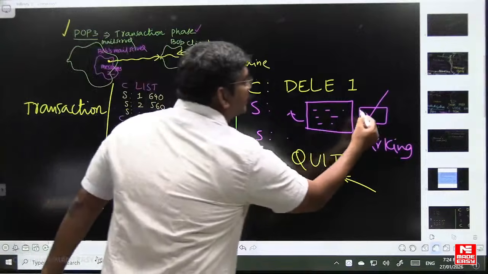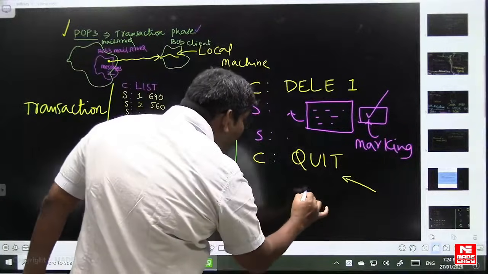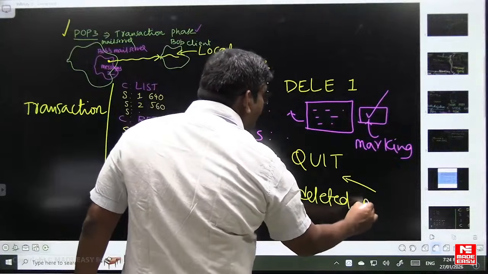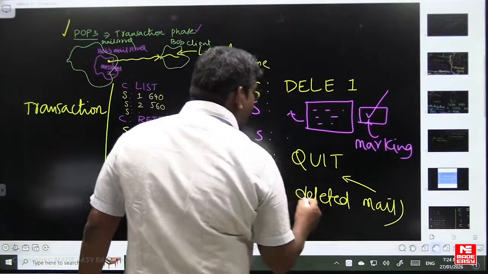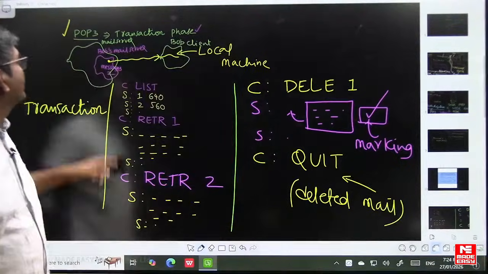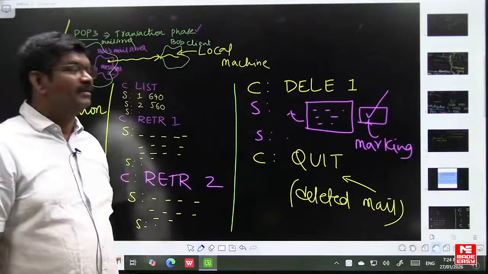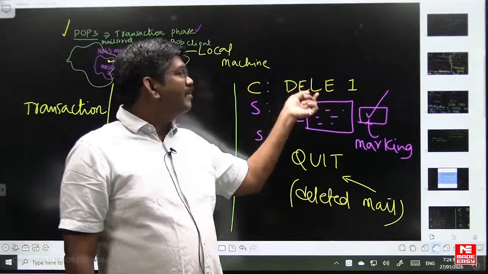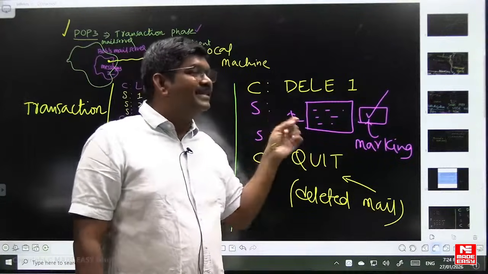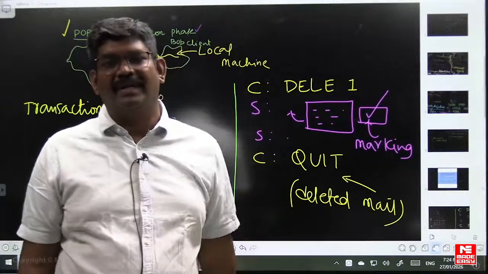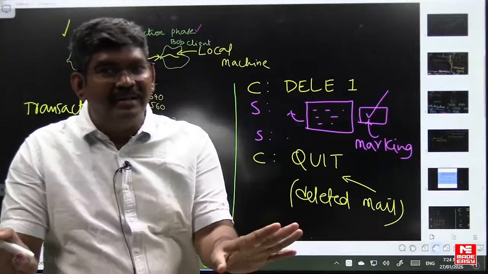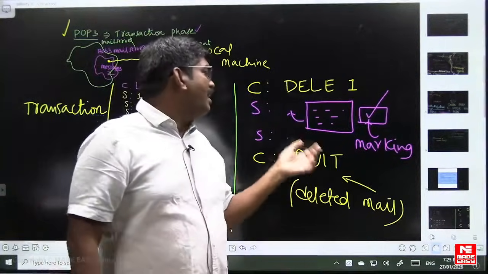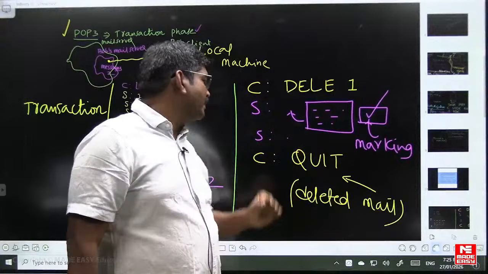Now whatever you put this marking on, now it is deleted actually. What is deleted? The mail or the message. Where is it deleted? Bob's mails are deleted. So this is a very twisting question they can ask you. When you gave the delete command, is the mail deleted? This is a very important question they can ask. The answer is, it is not deleted, it is marked for deletion. Then when is it deleted? After giving the quit command, then it is deleted.